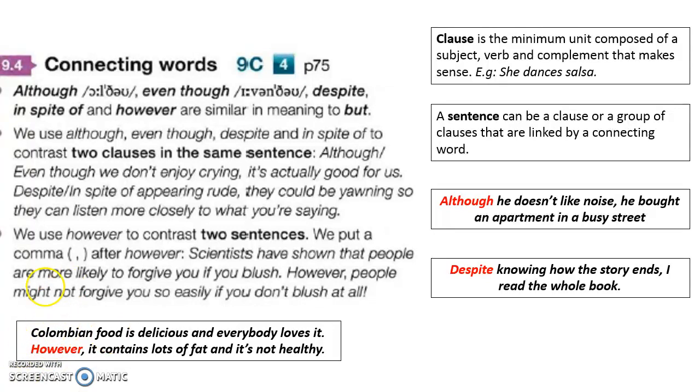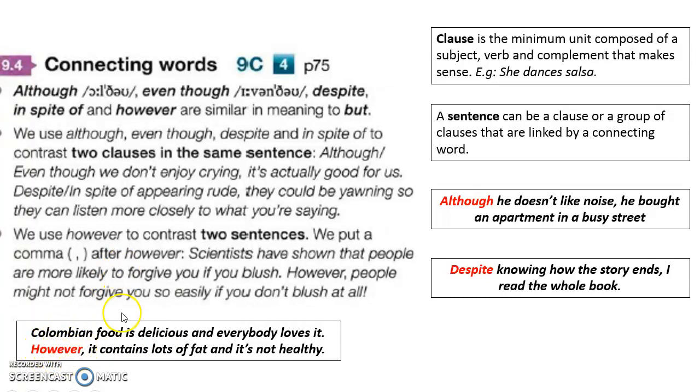For example, Colombian food is delicious and everybody loves it. However, it contains lots of fat and is not healthy, right? So look at all the clauses that we are linking here. Colombian food is delicious, everybody loves it, it contains lots of fat, is not healthy. We have like 4 different clauses there, right? We have 2 complete sentences which we link with however, right?